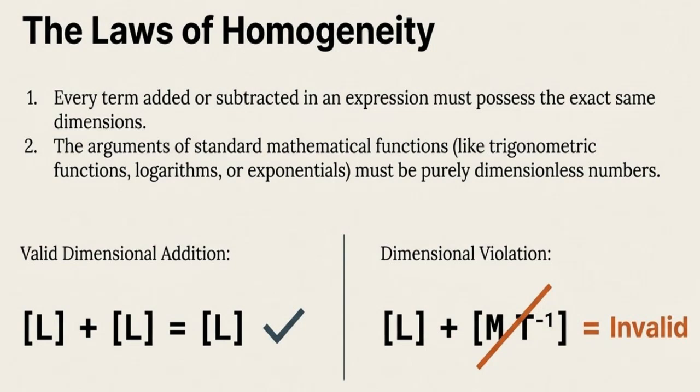We'll now look at the laws of homogeneity, which are important rules to follow when working with dimensions in equations. First, any terms that are added or subtracted in an expression must have exactly the same dimensions. For example, adding 2 lengths together is valid, but adding a length to a mass over time is not. Second, the inputs for standard mathematical functions, like trigonometric functions, logarithms, or exponentials, must be dimensionless. This means you can't use values with physical units as arguments for these functions. These rules help ensure that the equations we work with are consistent and physically meaningful.